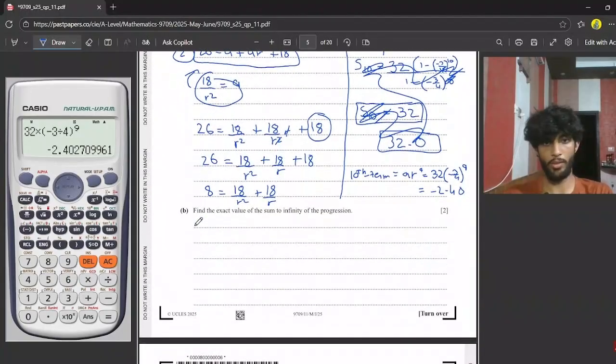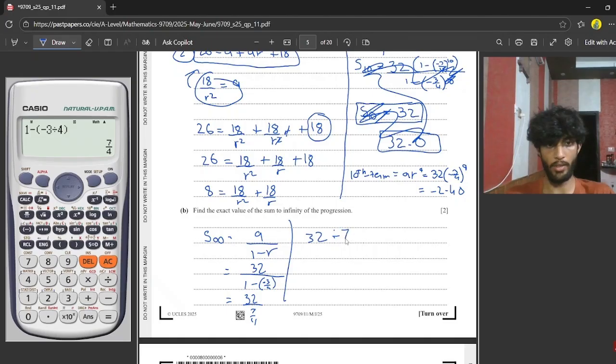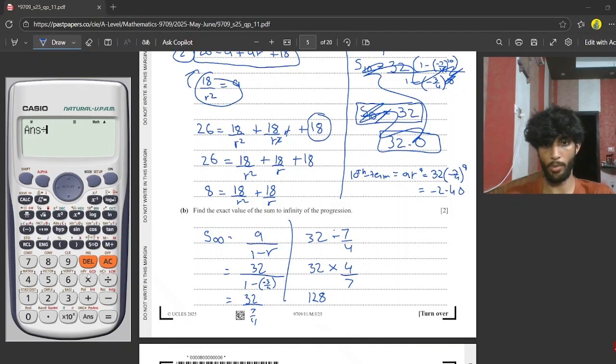Okay, so going to part B, what we have to do is find the exact value of the sum to infinity of the progression. The formula for that is basically a over 1 minus r. We know what r is, so this is going to be 32 over 1 minus 3 by 4, and this has a minus sign as well. So 1 minus minus 3 divided by 4 is just going to be 7 by 4, so this is 32 divided by 7 by 4. Now we can change it into multiplied by 4 by 7, and so this is going to be 32 times 4, that is 128, over 7. I don't think that this is divisible by 7. So it's not. So this is just going to be the answer in its exact form.